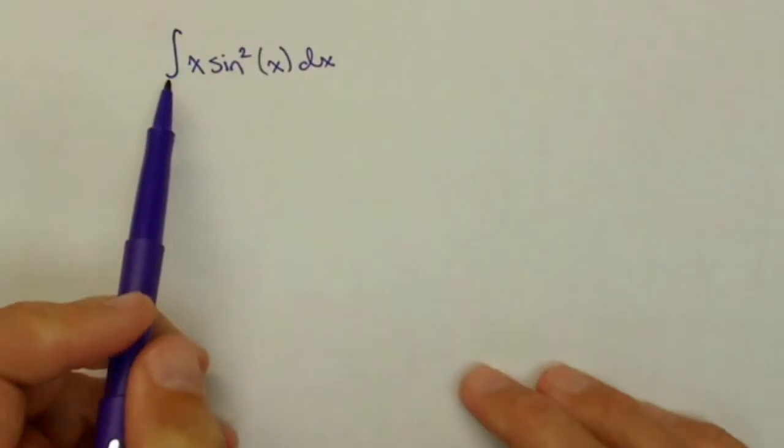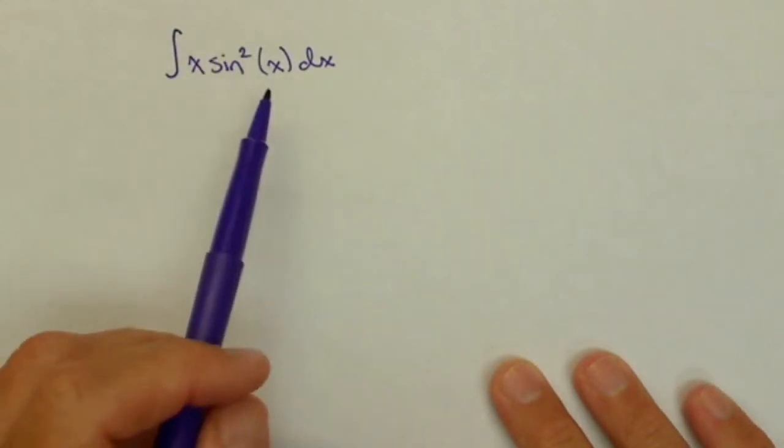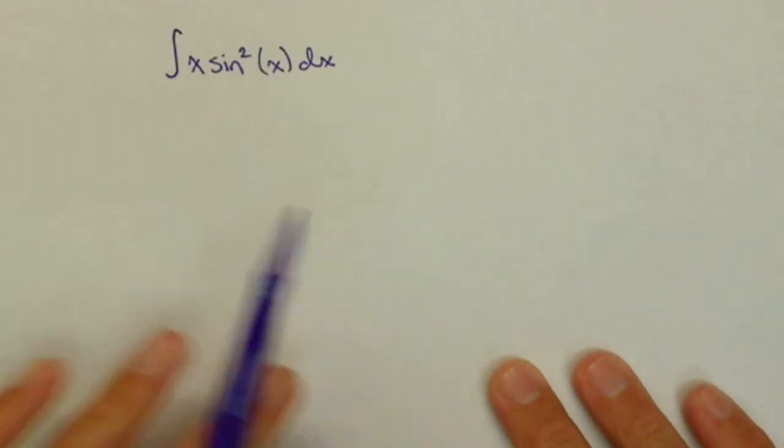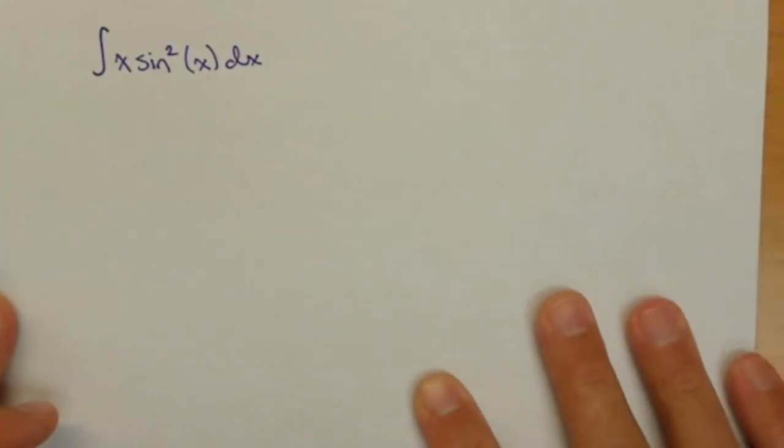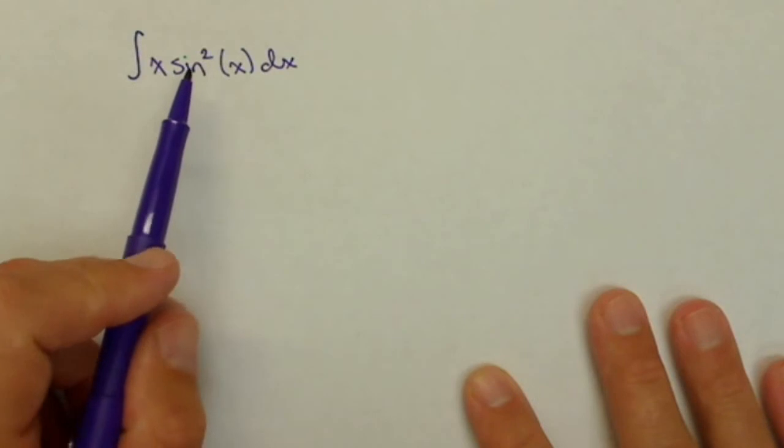So we have the integral of x sine squared of x. And this is going to be an interesting one because we're going to use integration by parts, and then we're going to use some other stuff within that. So first off, let's talk about how we'll break it apart by integration by parts.